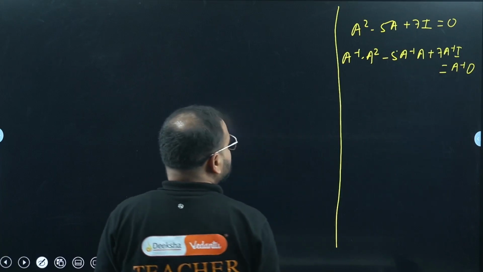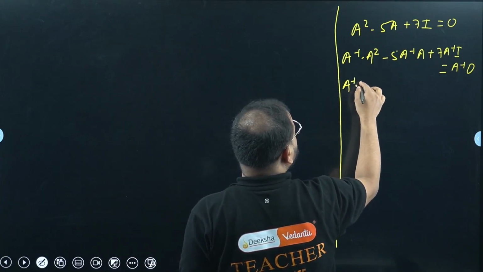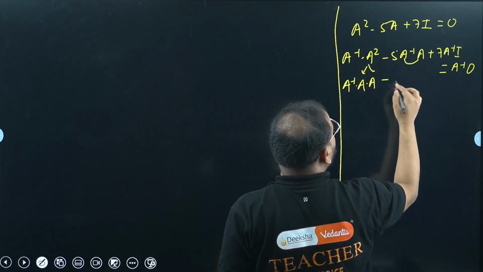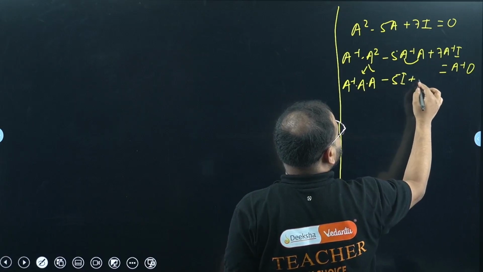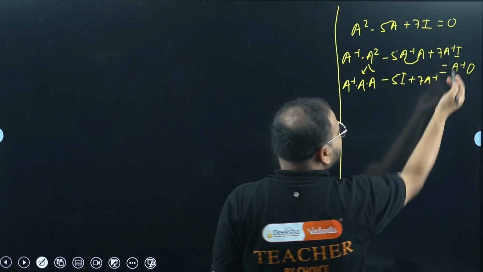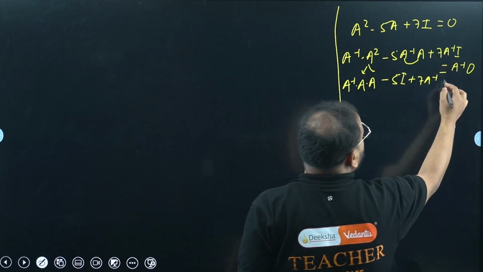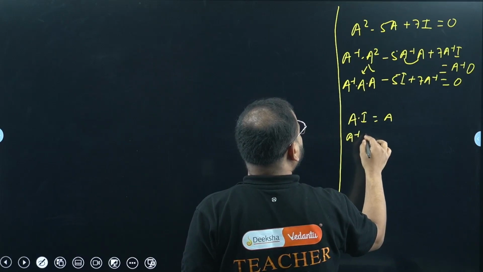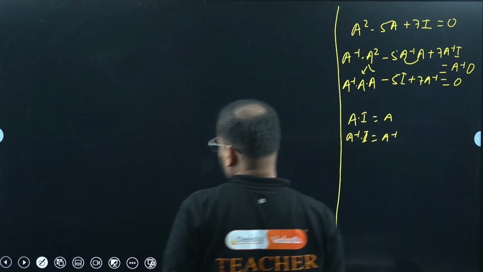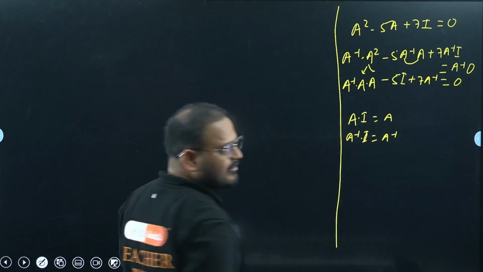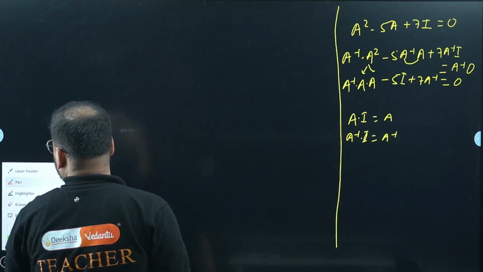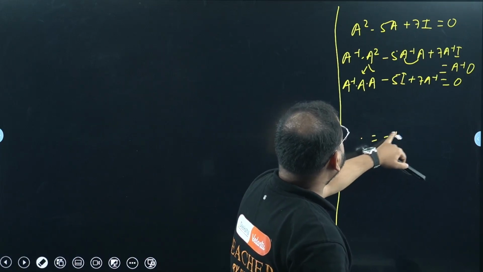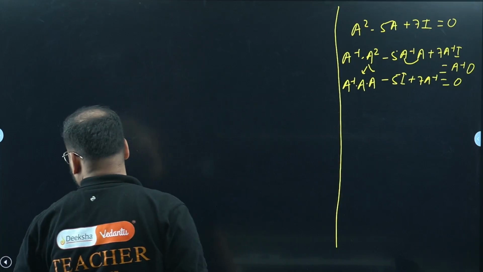Okay. So how will we write this? A inverse times A into A. How, sir? Splitting this. Then this will become what? A inverse into A will be just I. So minus 5I plus 7A inverse. How, sir? A inverse times identity is A inverse itself. This will be 0. Remember this: A into identity is A. Same way, A inverse times identity will also be A inverse. Anything you multiply with identity is itself, right? So that's why A inverse times I is just A inverse. So I get 7A inverse. Okay, sir. Let's see.